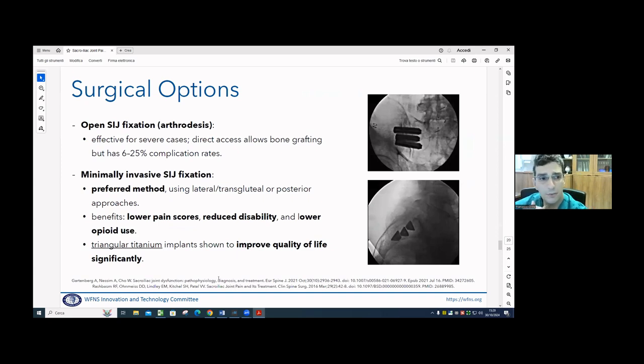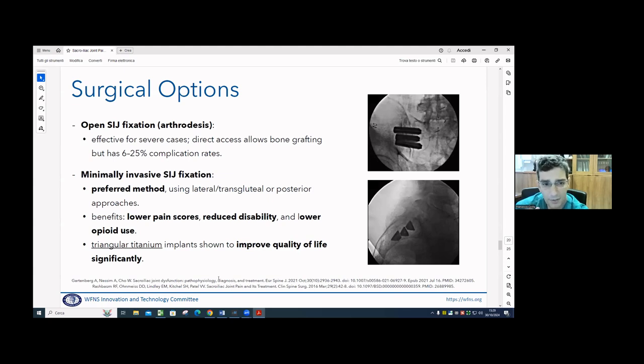From a surgical point of view, when there is a failure of the conservative treatment and there is a good diagnostic infiltrative test, an open sacroiliac joint fixation arthrodesis can be performed. You can see here 2 different types of arthrodesis tools, which however have a complication rate between 6 to 25%. So the selection of the patient is very important.